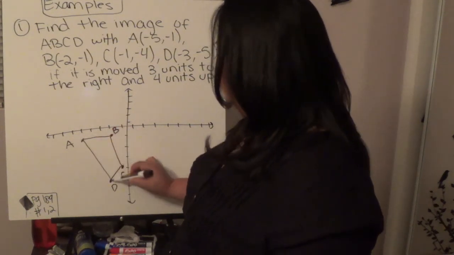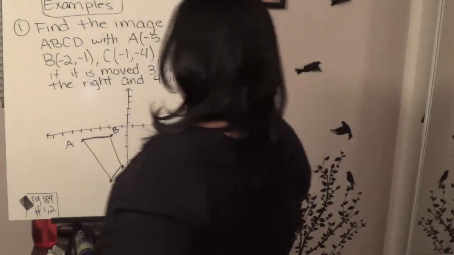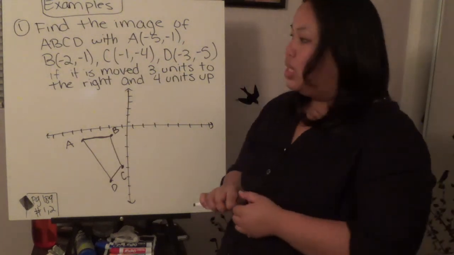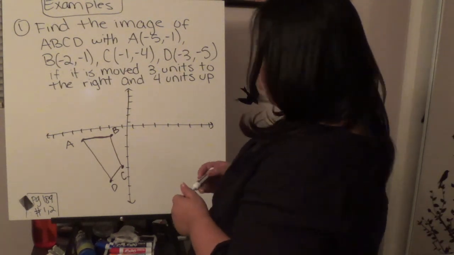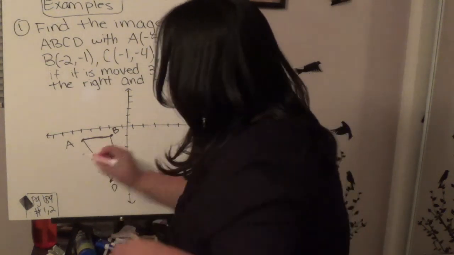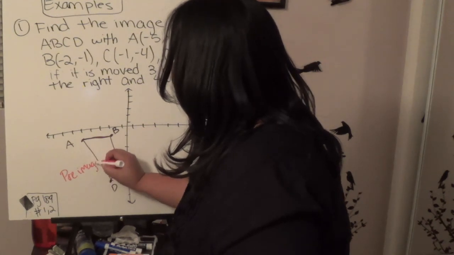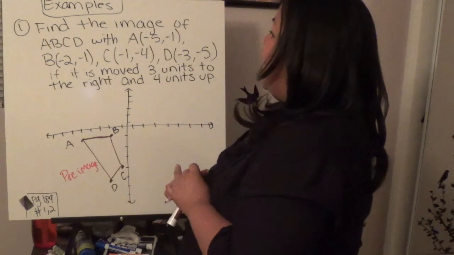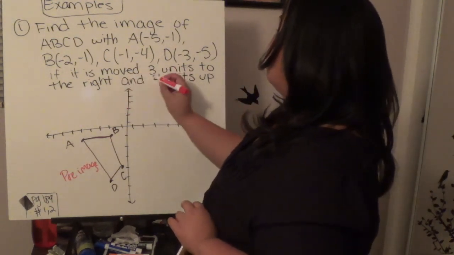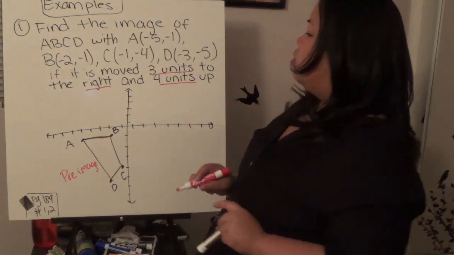Now, please bear in mind that this would look a lot nicer if I had graph paper. But this is a homemade graph, so bear with me if the shapes don't look exactly alike, but it should get my point across. It wants me to find the image. Right now, this is my pre-image, and it wants me to find my image. My image has been transformed, or moved, 3 units to the right and then 4 units up.